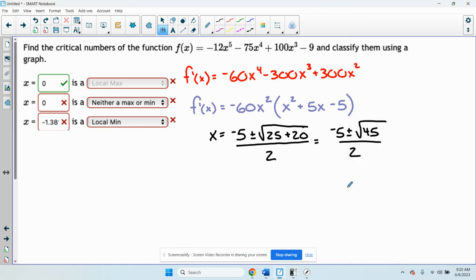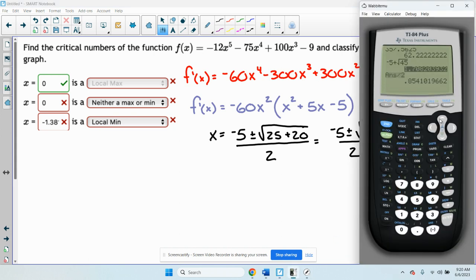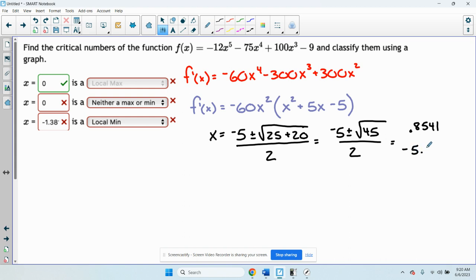So I get 0.8541. And then we'll do negative 5 minus the square root of 45 divided by 2. Negative 5.8541. Okay. So we know something's happening at each of these 3 points. x equals negative 5.8541, 0, and 0.8541.